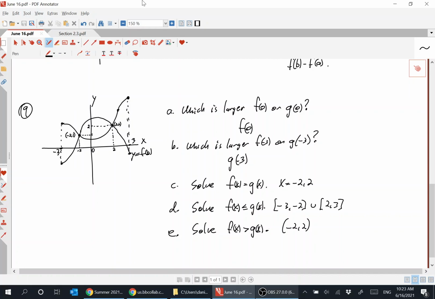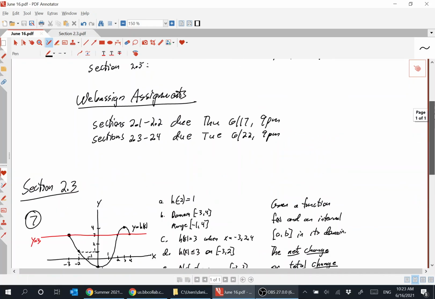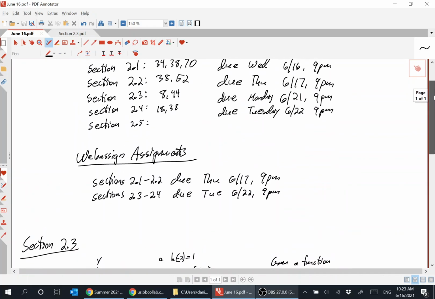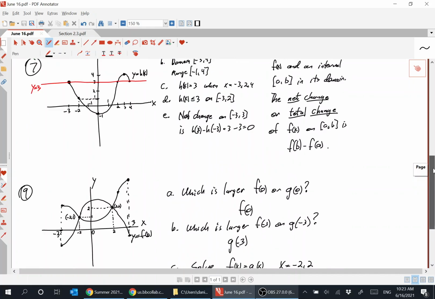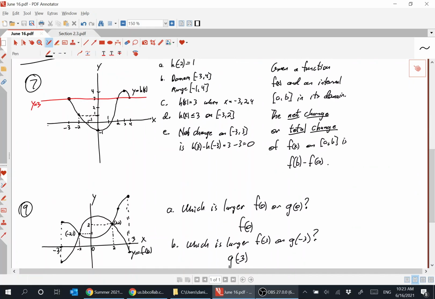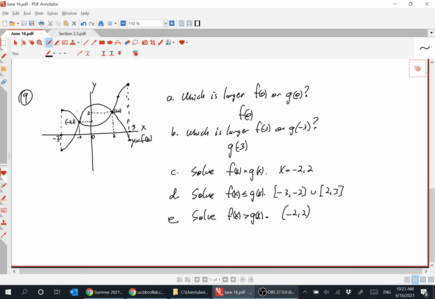31. We talked about 31. That's just about passing the vertical line test. Now, what did we assign in this section? 8 and 44. Yeah, that's just finding local maximums and minimums. So number 44, where are the local maximums and minimums?